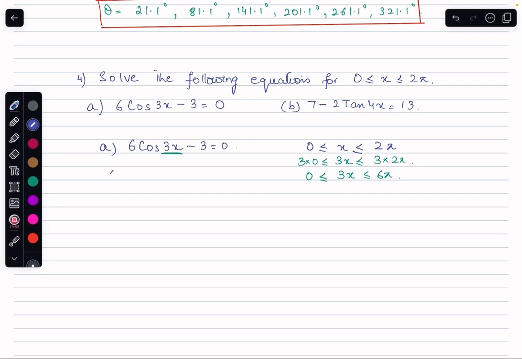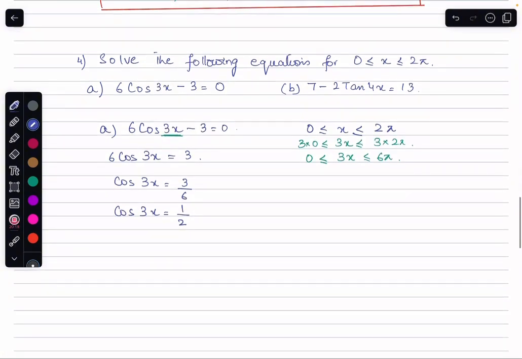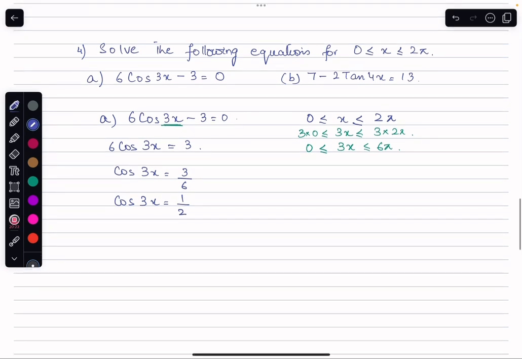So here this becomes 6 cos of 3x, which shall be equal to 3. Or I can say it's cos of 3x, which is equal to 3 divided by 6. Or I can say it's cos of 3x, which is equal to 1 by 2. I have solved the equation with respect to the cosine ratio, and cos of 3x is equal to 1 by 2 here.